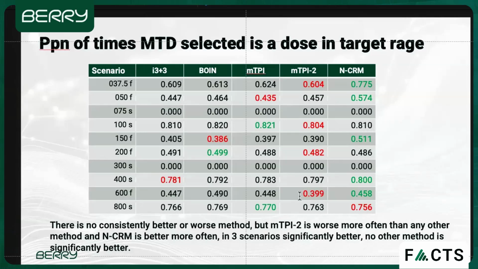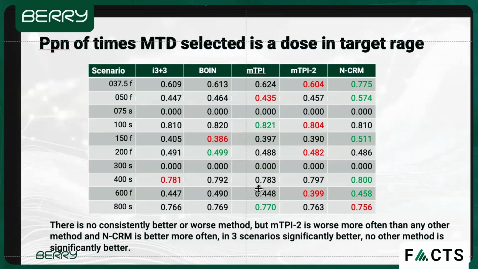And that does, I would think, be sufficient and significant enough to, in this setting at least, mark down the MTPI2 as a model we might be less likely to use. And conversely, the NCRM is the one that picks the MTD more often than the others. Not only does it win in more scenarios than any other, there's a few scenarios where it actually wins by quite a big margin, whereas none of the others do.